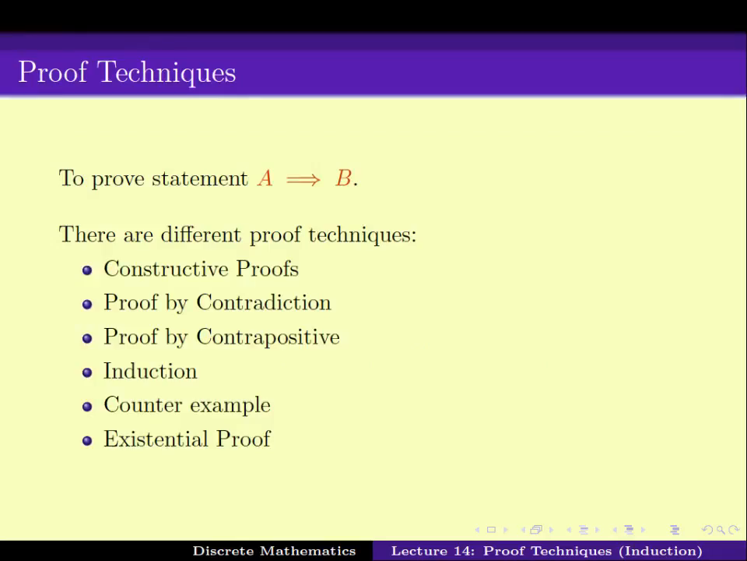So quickly to recap, to prove a statement like A implies B, there are different kinds of proof techniques: constructive proof, proof by contradiction, proof by contrapositive, induction, counterexample, existential proof, and so on. We have till now looked at some of the proof techniques.